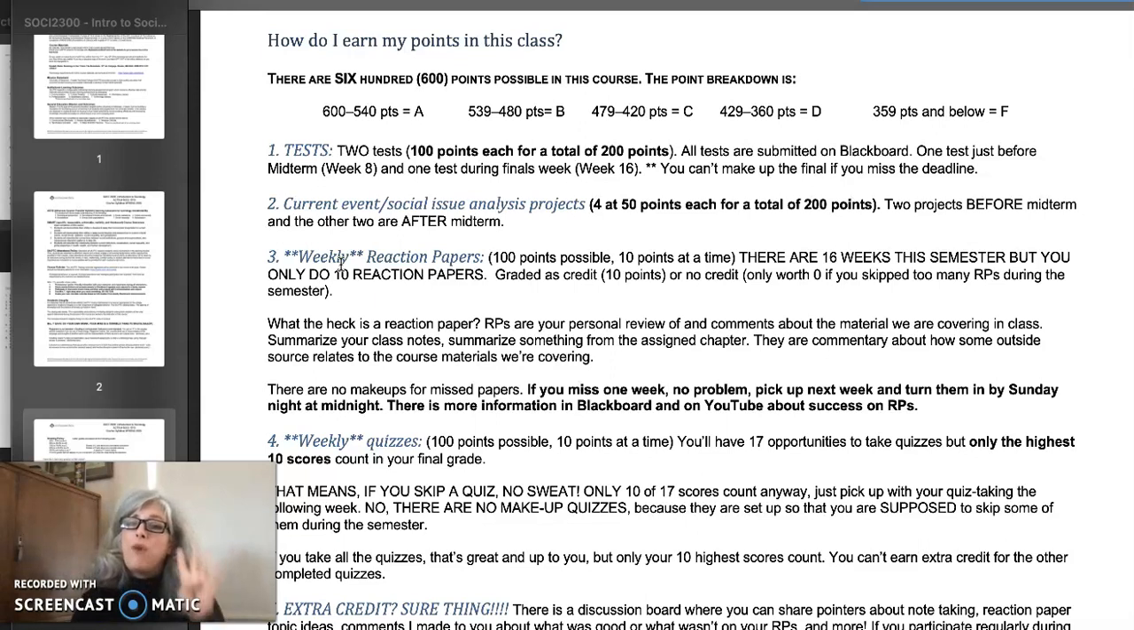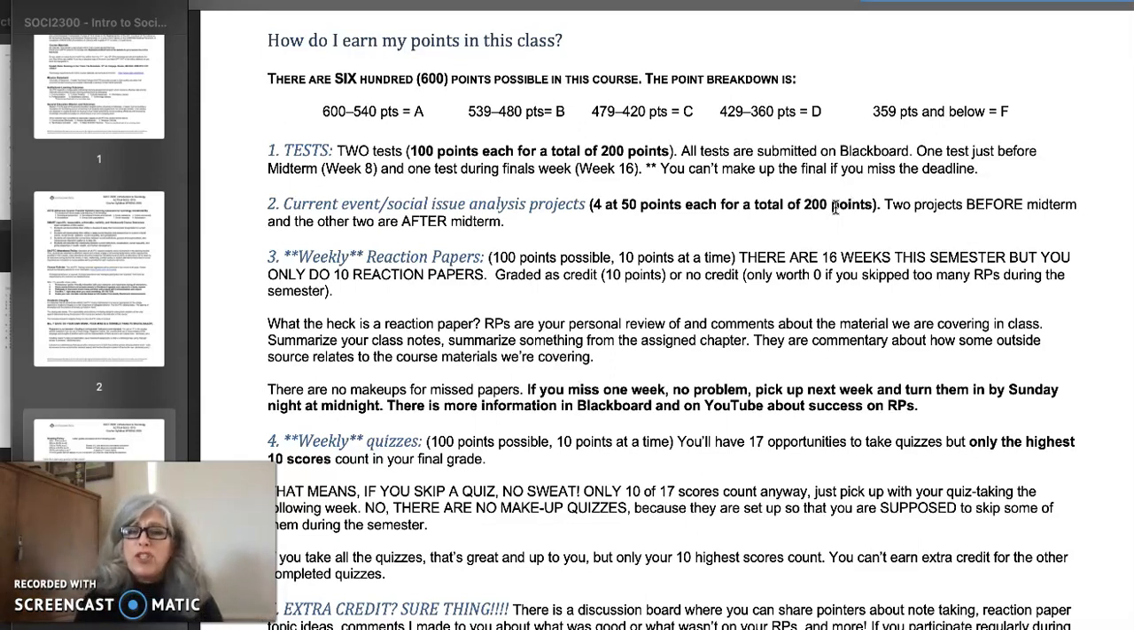Because we have 4 projects. Number 2 here says 4 projects. We have 4 projects this semester: one is due in February, one in March, one in early April, and one in early May. So there are 4 weeks of our 16 weeks where you have a project to do. That's a 50-point project. It's a bigger deal than a reaction paper, which is only 10 points.